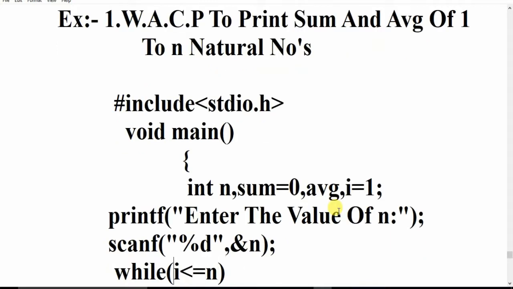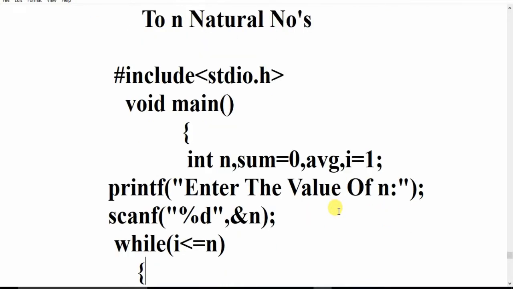Then while, what is the condition here? Our requirement is calculating the sum and average of 1 to n natural numbers, nothing but the sum of 1 to n. Sum of 1 to n means the loop has to repeat from 1 up to n number of times. So between 1 to n, i should be less than or equivalent to n. After n, it should be false and come out from the loop. That's why our condition is i less than or equivalent to n.